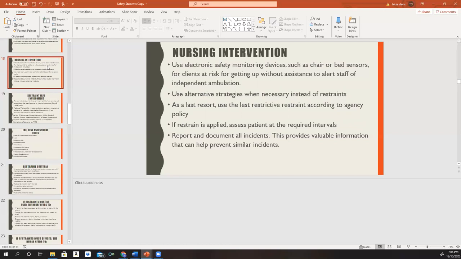I never listen to any patient. If they're a high fall risk, that bed alarm is going on because I can't be in five places at one time. Bed alarm has to be on if they're a high fall risk. Use alternative strategies when necessary instead of restraints.